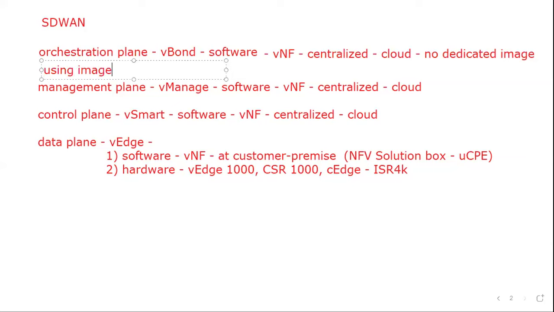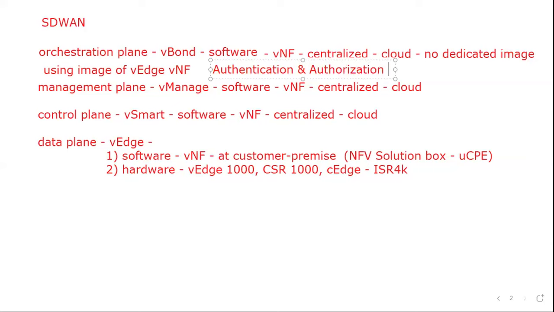Using the image of vEdge, vEdge VNF, right? So when I say VNF, you can understand now what a virtual network function is. Once it is using the image of this, the main functionality of it is authentication and authorization. That's the functionality of this.